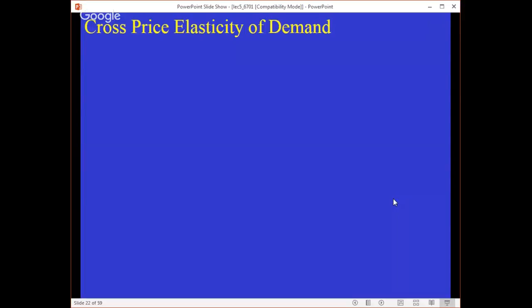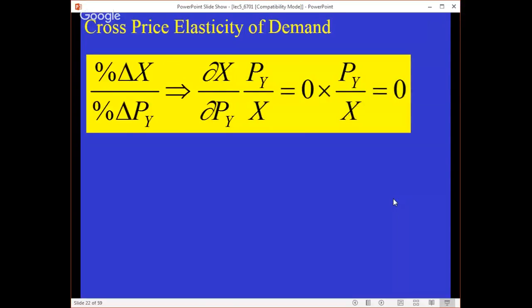So the partial with respect to PY is 0. So since the partial is 0, I multiply that by PY over X and I get 0. So the cross price elasticity of demand in this case is 0, simply because there's no other price in that Marshallian demand formula that we derived. Okay.